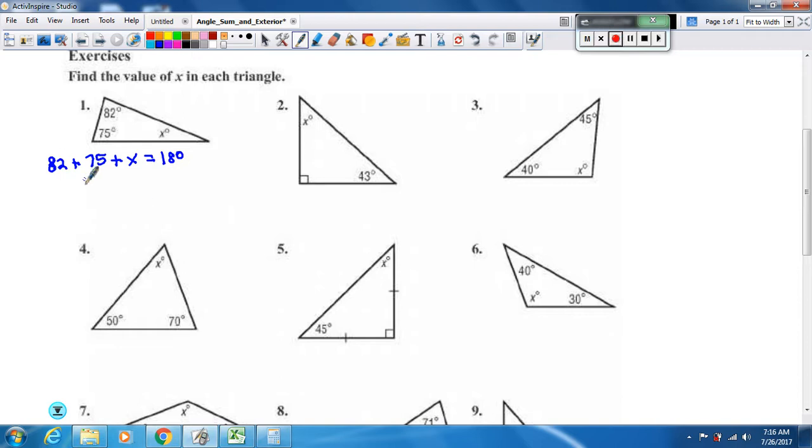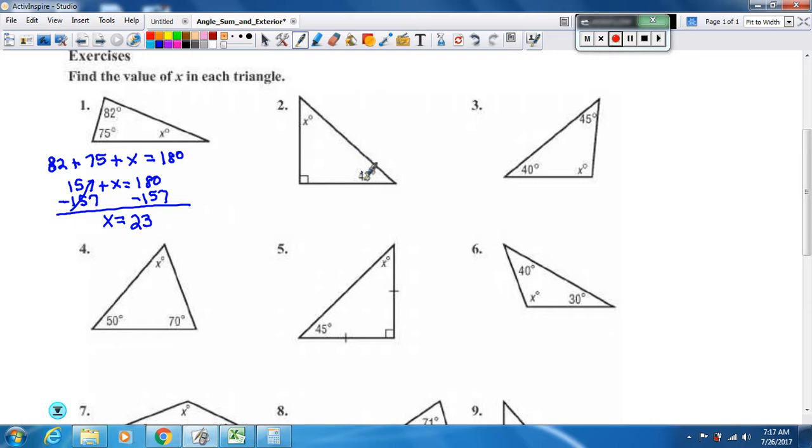Okay, so 82 plus 75 is 157. Subtract out 157, so you get x by itself. Those cancel. 180 minus 157 is 23. So x equals 23. I'm not going to call it 23 degrees because they already have the degree symbol with the x. So I'm just going to say x equals 23.